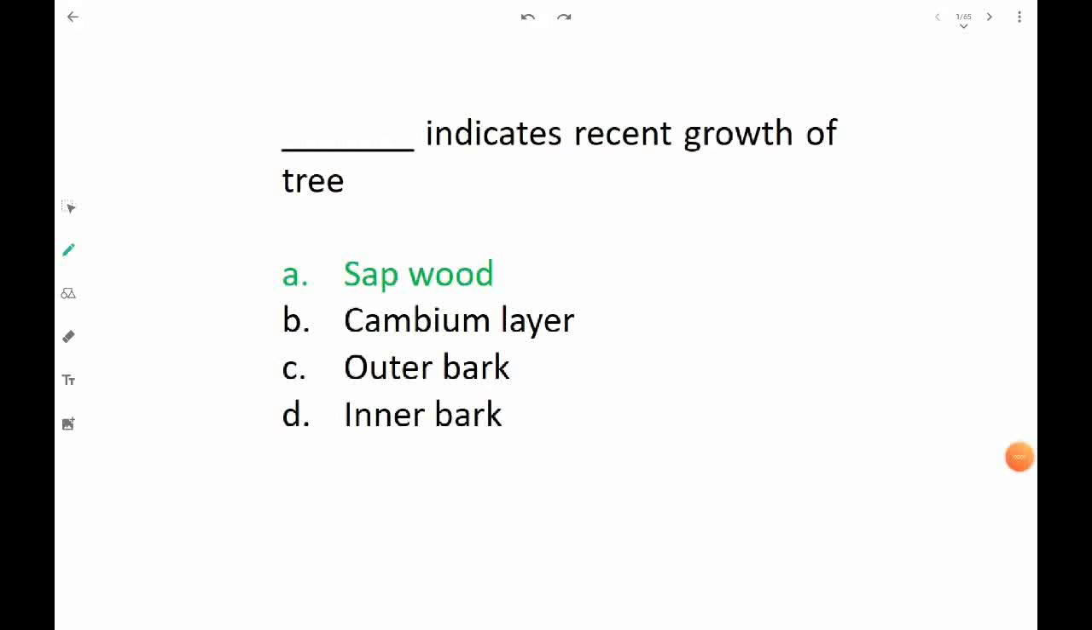So let's take a quick look at some important objective questions regarding the building material timber. The first question is: fill in the blank, blank indicates recent growth of tree, and the answer is sapwood. Sapwood indicates the recent growth of tree.